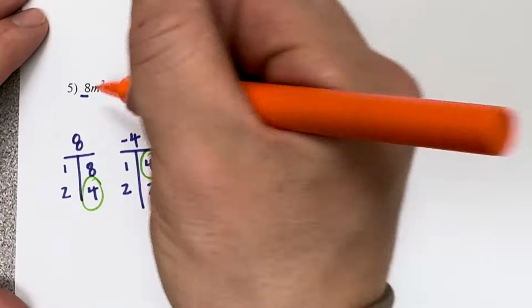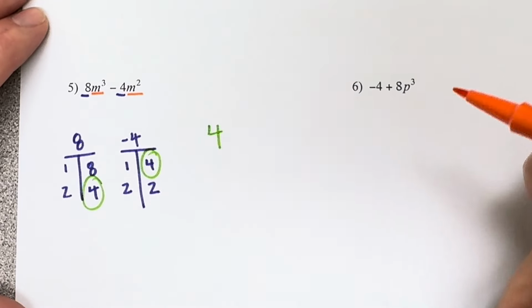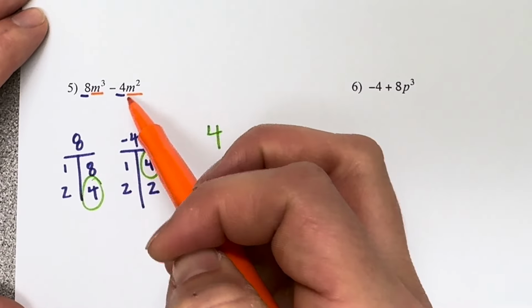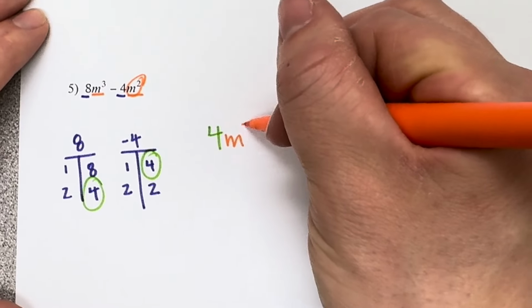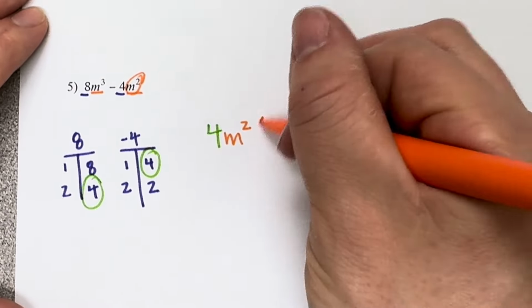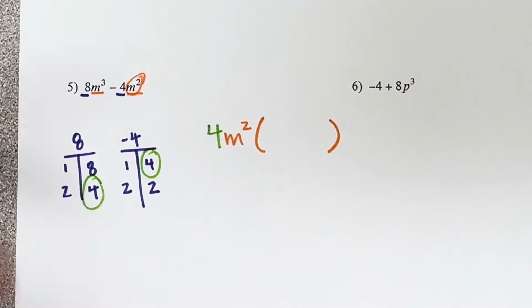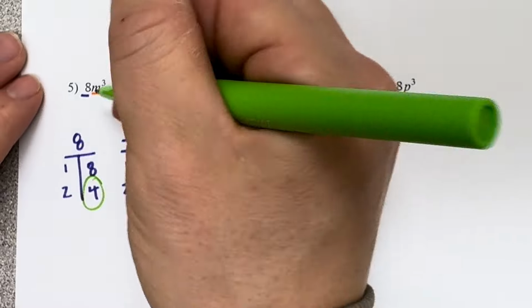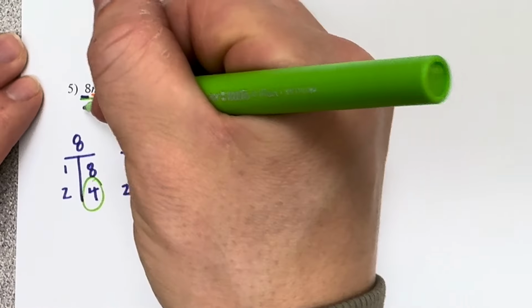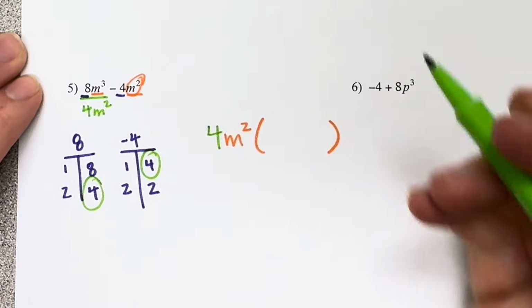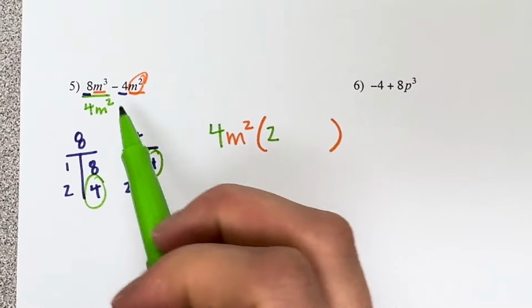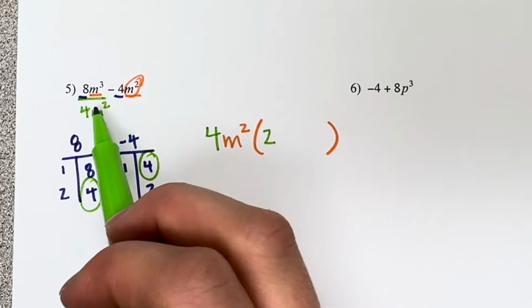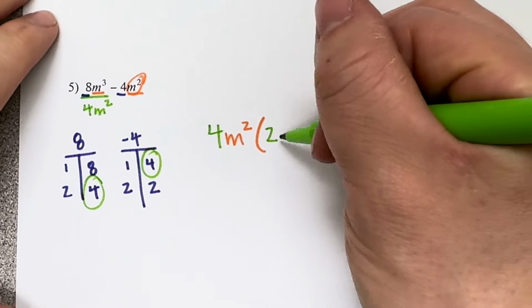Now I look at my variables. M cubed, M squared. First term has 3, second term has 2. Take the lesser amount, M squared. Now let's figure out what's left inside when I divide out my GCF. 8m cubed divided by 4m squared. 8 divided by 4 is 2. 3 m's dividing away 2 m's leaves me with 1m.